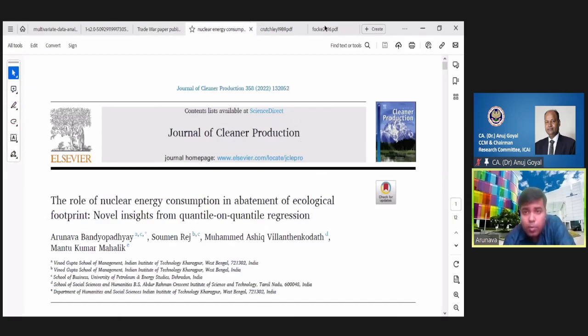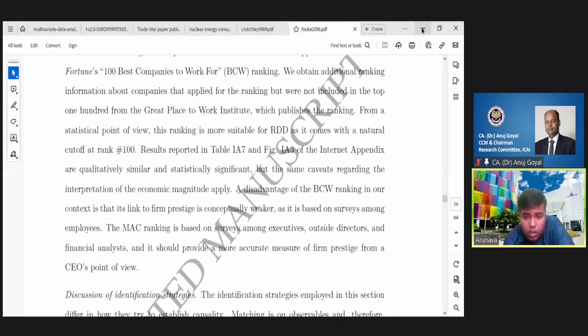Similarly, other papers are there. I am not going into detail because we have very limited time. Maybe I will quickly go to the next topic, that is multivariate data analysis. When the variables increase, multivariate data analysis comes in.